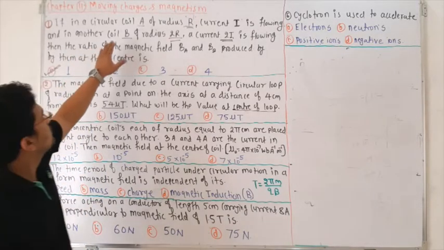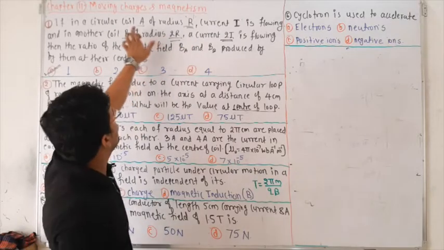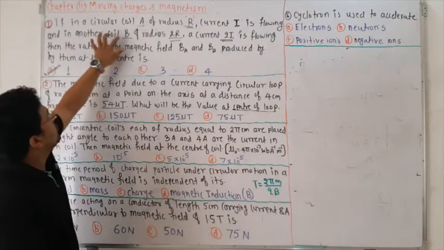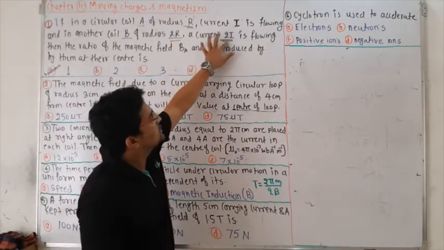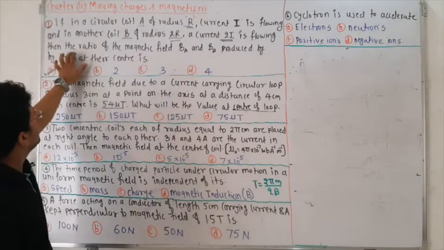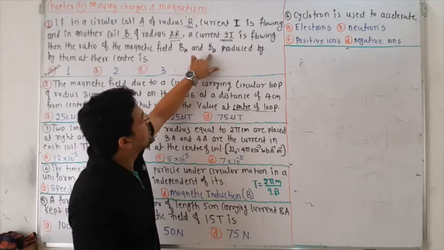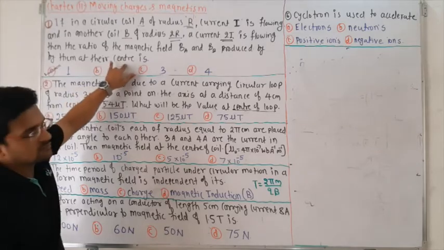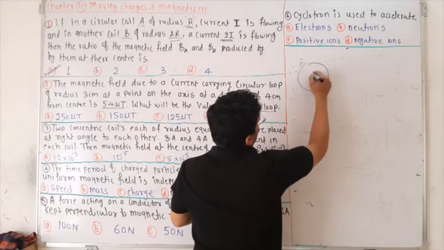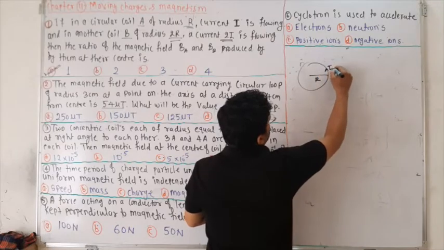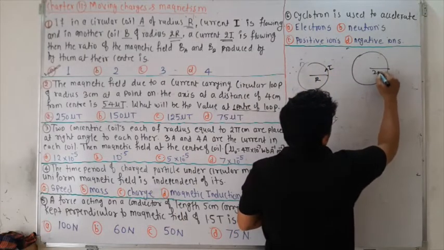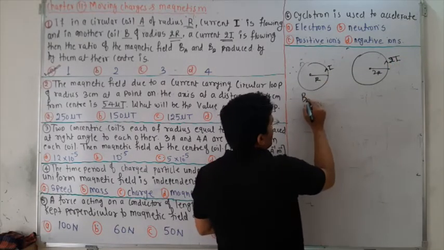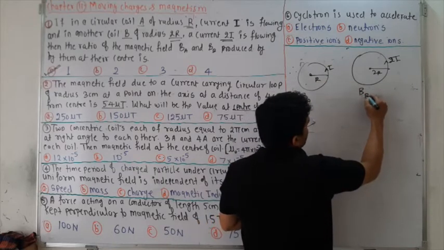In a circular coil A of radius R, through that coil a current I is flowing. Next, another coil B has a radius 2R, and the current through that coil is 2I. Then what will be the ratio of the magnetic fields BA and BB produced by them at the center? So there is one coil of radius R with current I, and another coil of radius 2R with current 2 times I. What will be the ratio of BA, the magnetic field at the center of this coil, and the magnetic field at the center of the other coil?